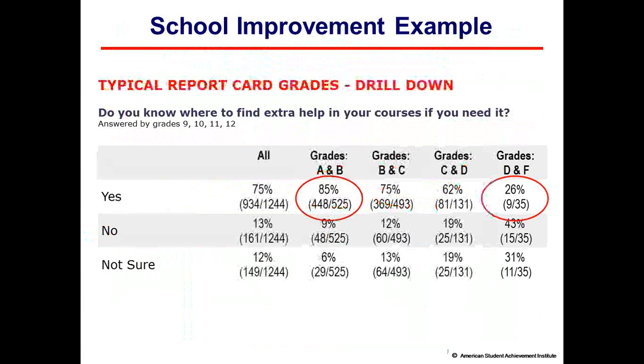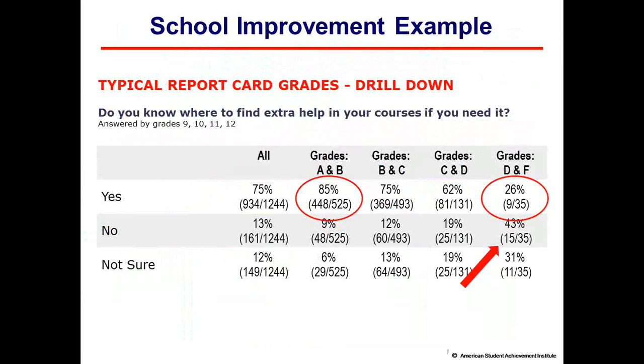And again, I mentioned earlier, one of my favorite reports is the report card grades. For students who are reporting that they get A's and B's, B's and C's, C's and D's, D's and F's on the report card, you can see that there's a huge discrepancy in the percentage of kids who are saying that they know where to find extra help. So 85% of the kids who get A's and B's say they know where to find extra help, while only 26% say that they know where to get extra help if they're getting D's and F's on the report card. So then I may wonder, well, who are those kids that fall in the percentage that don't know where to find extra help?